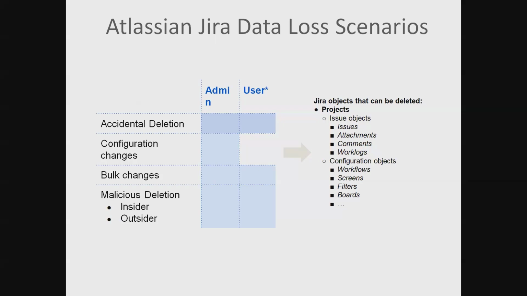So let's say the complete team is working on a particular issue, which might be an epic or feature, and accidentally if any person deletes it, then it directly impacts the work of the complete project. So these are the objects listed here at the right side, where we can see issues, attachments, comments, work logs, and in configuration management we have work log, screens, filter, and boards. So these are the data loss scenarios in the Atlassian platform.